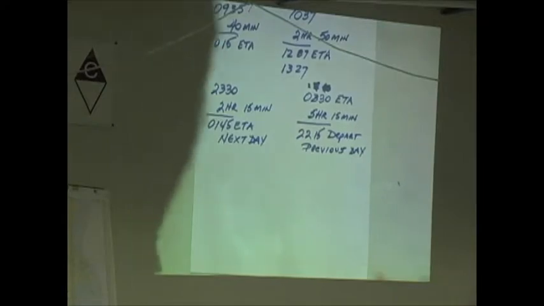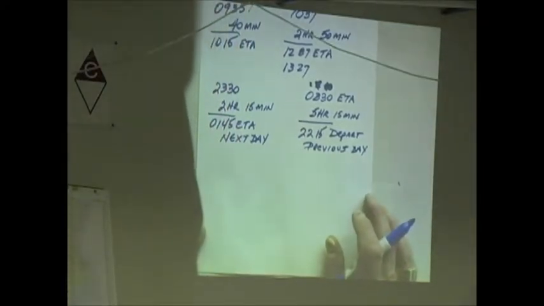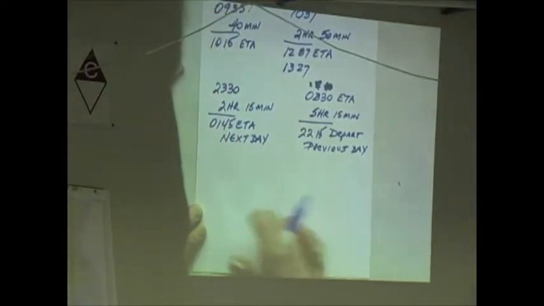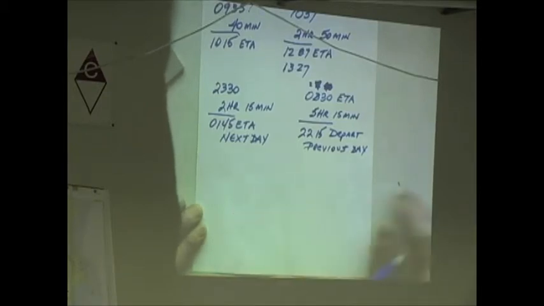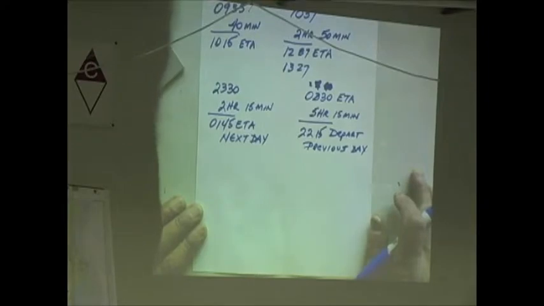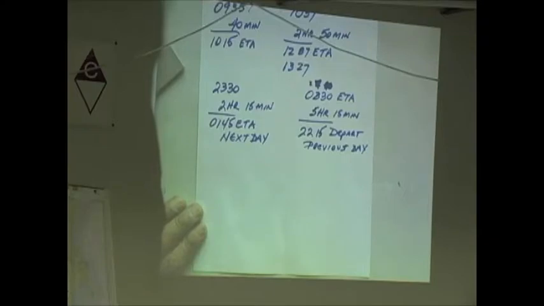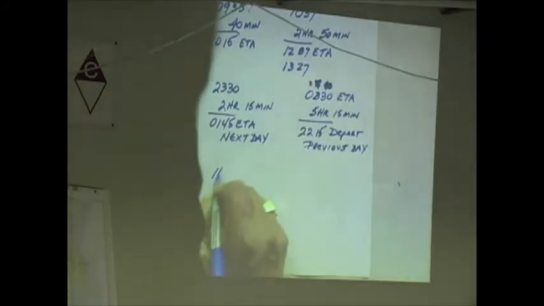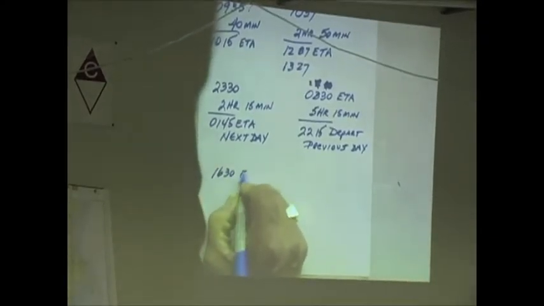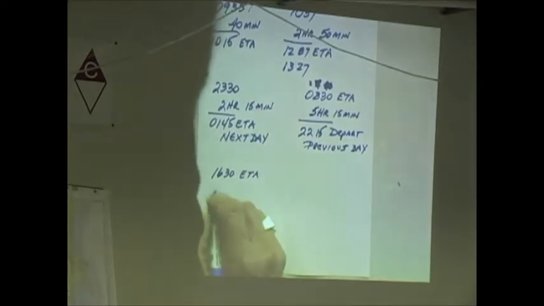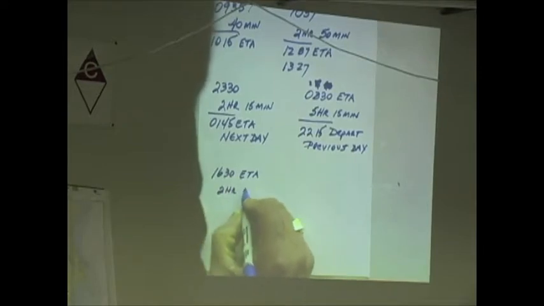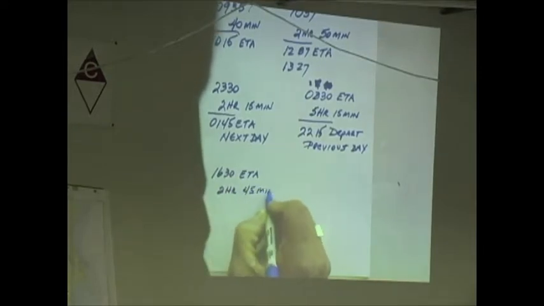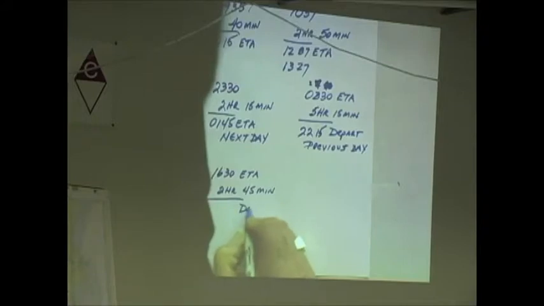Do one more of those. Let's see here. Did you get it? A little bit. Okay, let's see, 16:30 ETA and 2 hours and 45 minutes. When's our depart time?